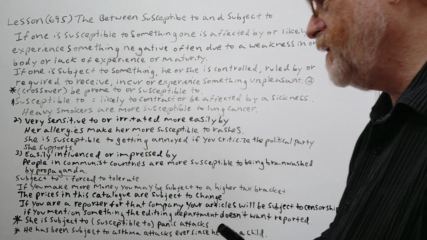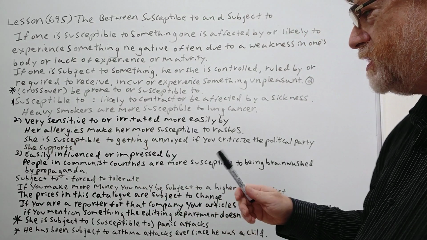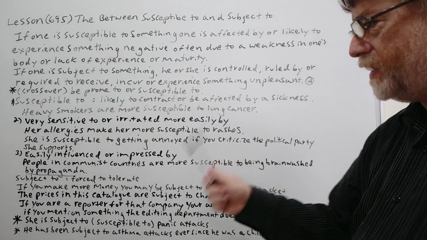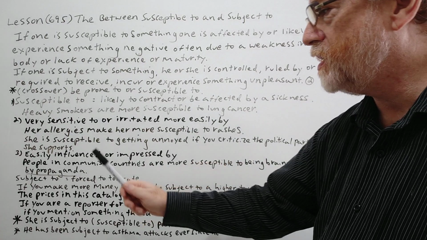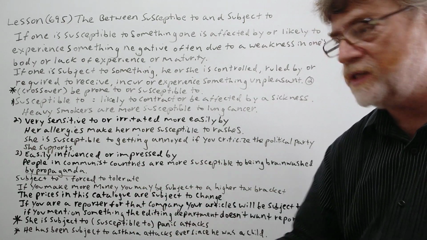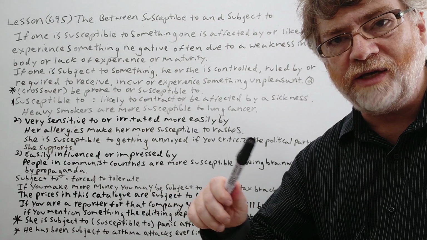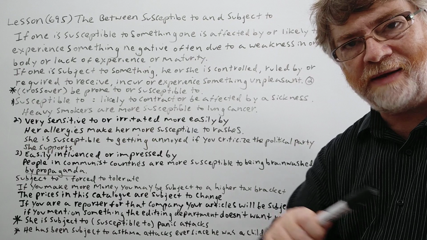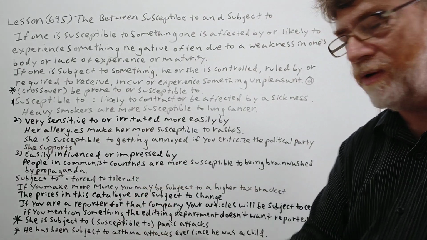All right. Number three, easily influenced or impressed by. Yeah, so we often use this with young people, or in this case, people in communist countries are more susceptible to being brainwashed by propaganda, or sometimes youths who don't have a lot of life experience may be more easily influenced by things that you tell them because they haven't been able to see things in society to question whether this is right or wrong.